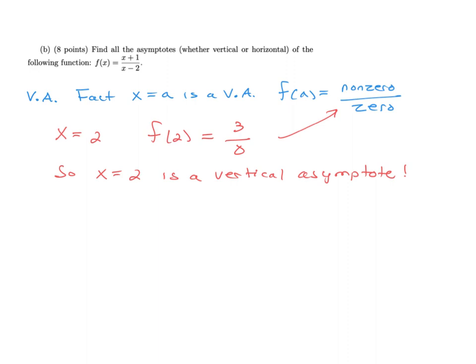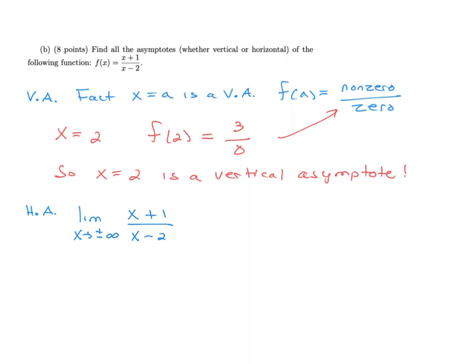Now, what about the horizontal asymptotes? Technically, you have to do two things. You have to look at the limit as x approaches both positive and negative infinity of your function. If either is equal to a number, that is a horizontal asymptote. Since this is a rational function, there's only going to be one. So I'm actually just going to put plus or minus infinity here, because I believe both of these limits will be the same. So I'd like to figure out, well, what is this?